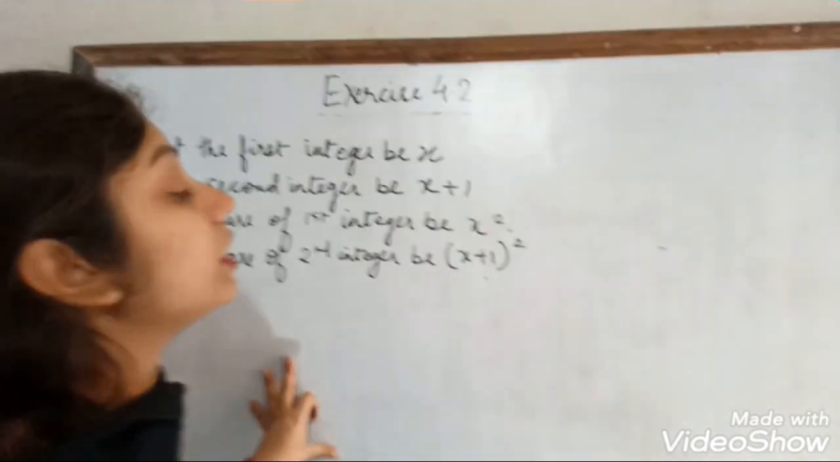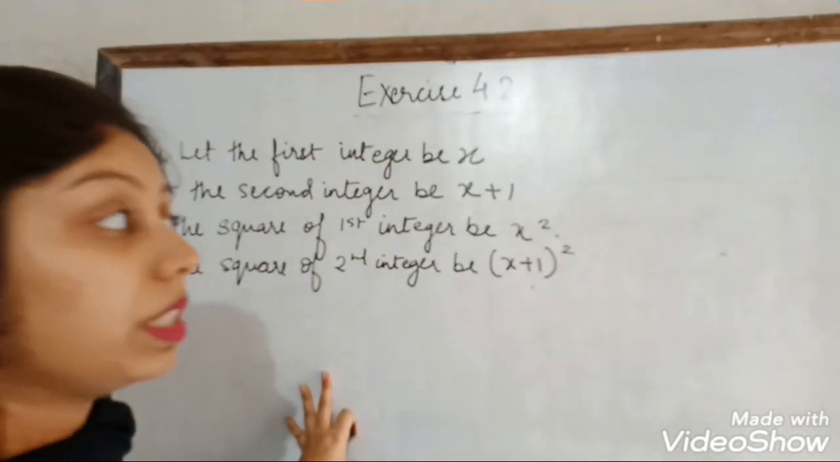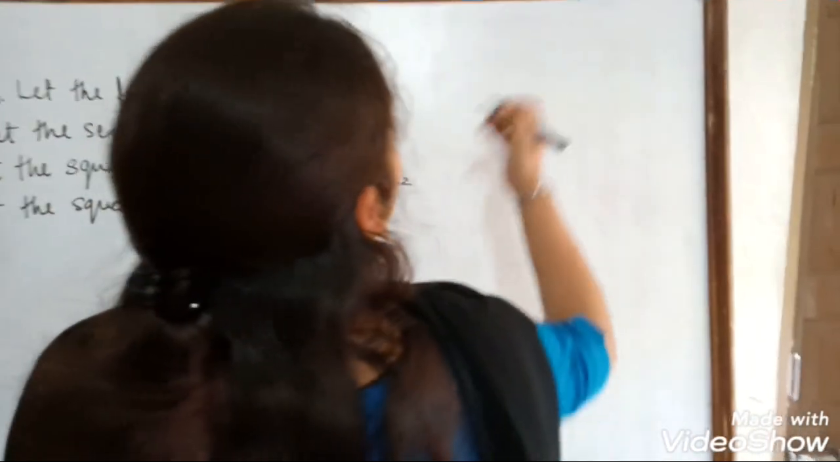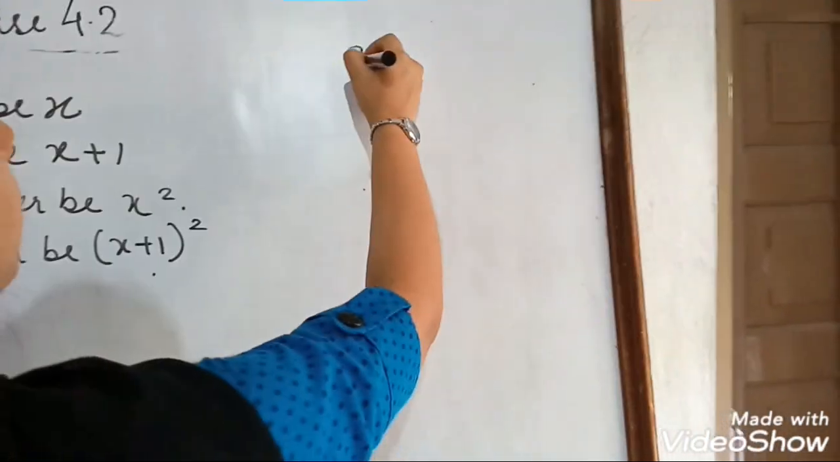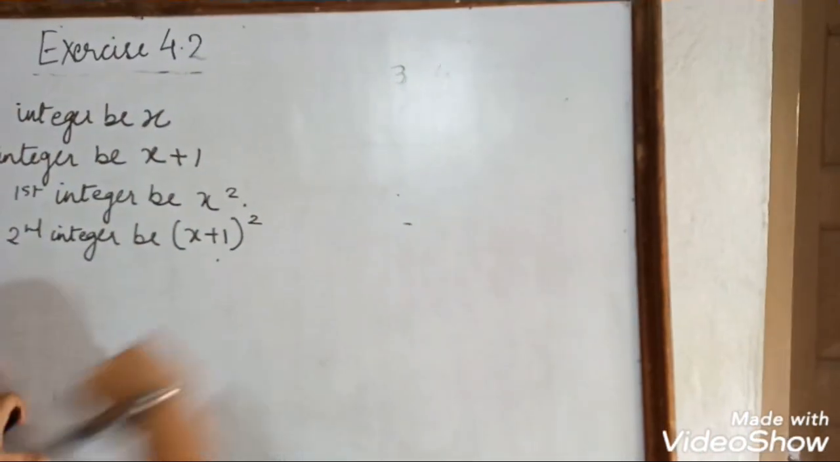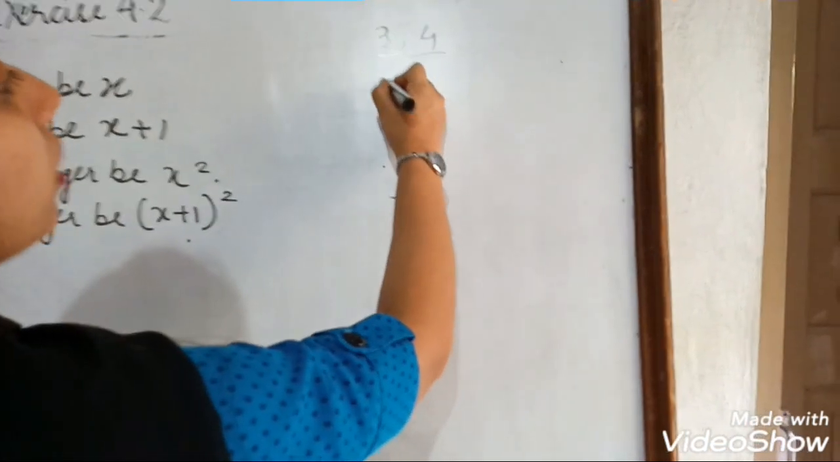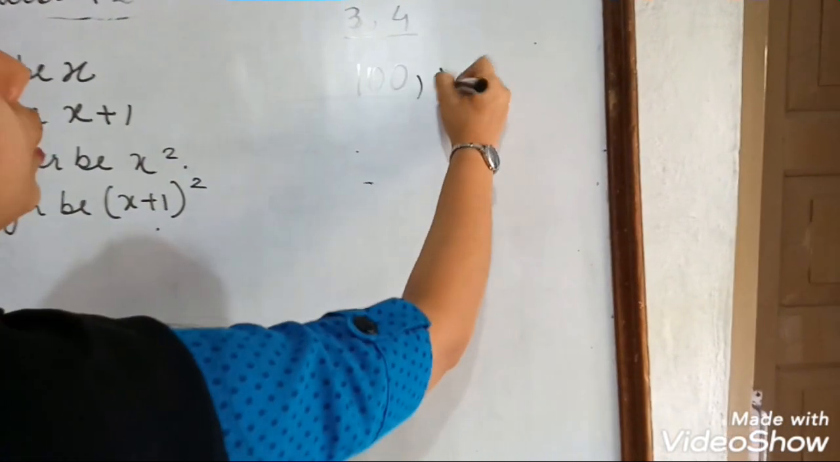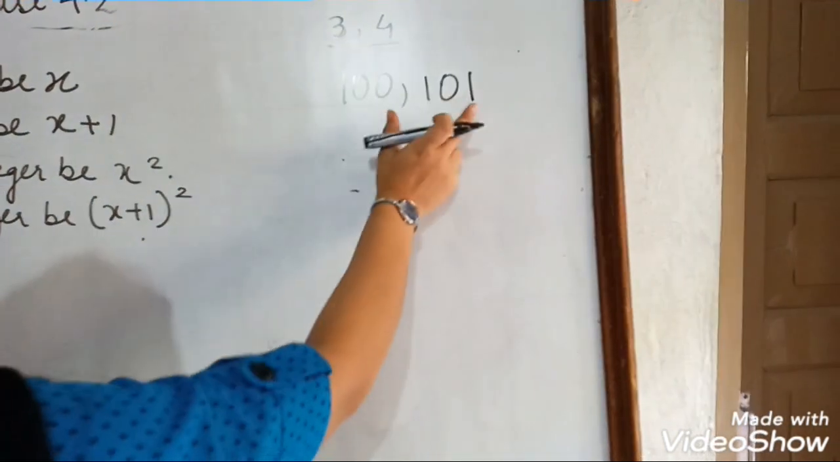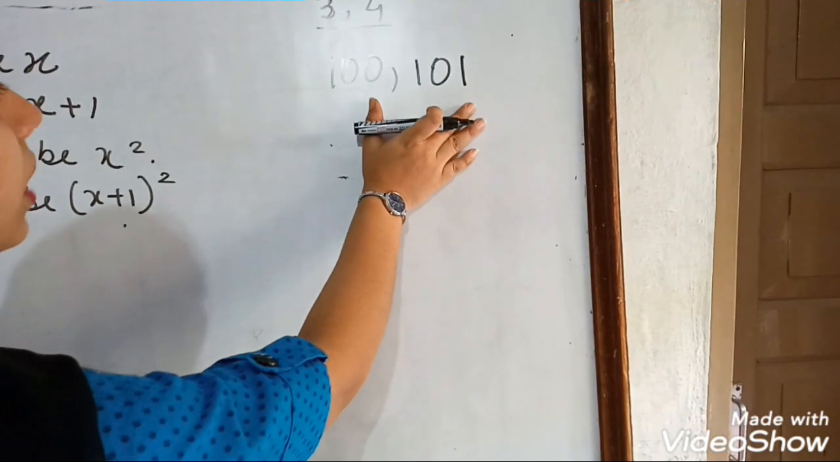You all know consecutive integers, or consecutive numbers, means the number which comes just after the other. If I say what comes just after 3, you will say 4. So 3 and 4 are consecutive numbers, isn't it? Suppose I say what comes just after 100, you will say 101. So 100 and 101 are two consecutive integers.